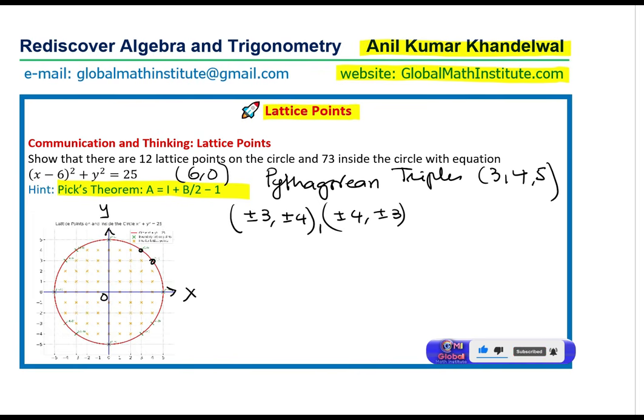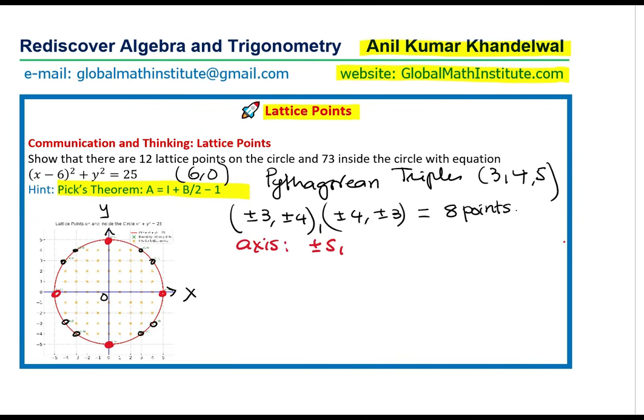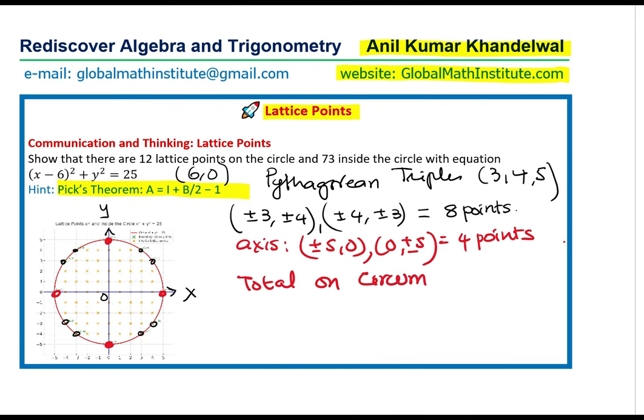So that gives you those points on the periphery. These are 8 points, as you can see. Now let's consider the axes, which will be (plus or minus 5, 0) or (0, plus or minus 5). That gives you 4 points, correct? So the total on the circumference is 8 plus 4, which is 12.